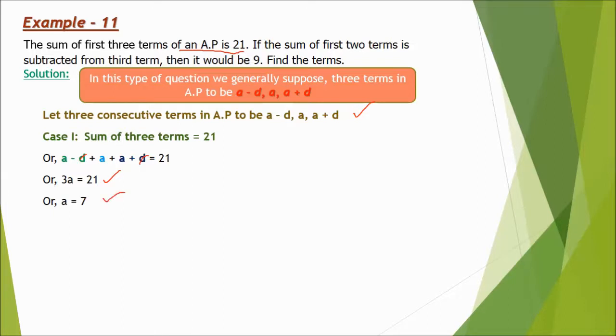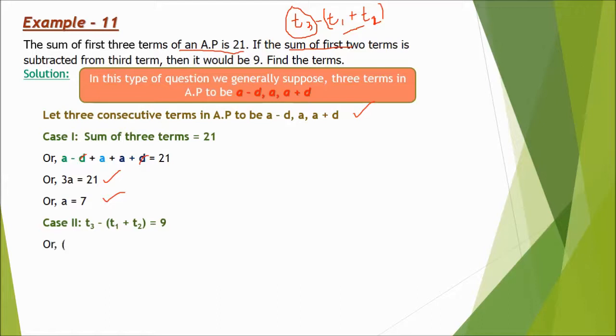Now in the second case, T3. Now read the question again. Sum of the first 2 terms, meaning T1 plus T2, is subtracted from the third term. It means the 'from' part must be in front. So this is our condition, isn't it? The sum of the first 2 terms, T1 and T2, is subtracted from the third term. The 'from' part must be in front, which you have learned in algebra in junior classes.